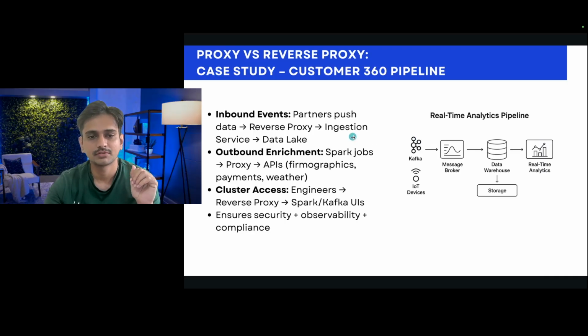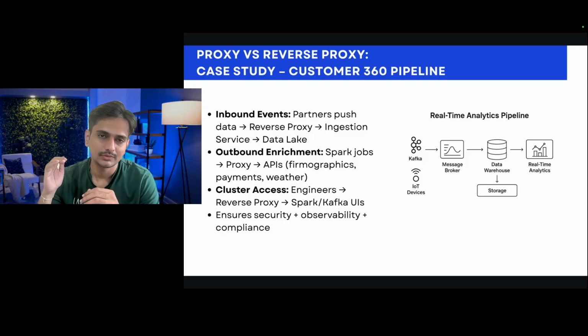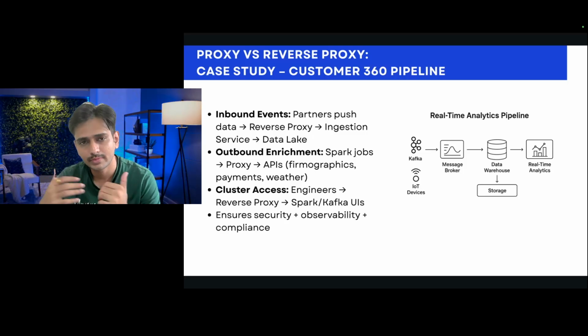We will take an example of a customer 360 pipeline, which is a global customer 360. And if you see this, this is one of the use cases and how inbound and outbound, that is proxy and reverse proxy, fit here. So for inbound data ingestion, external partners send events into your platform, or you pull the data into your platform. End of the day, the data is coming into your system. That is inbound. So the request hits a reverse proxy that checks JWT tokens, handles SSL termination, and load balances across ingestion servers. So that is where the reverse proxy comes in and sits in the inbound jobs.